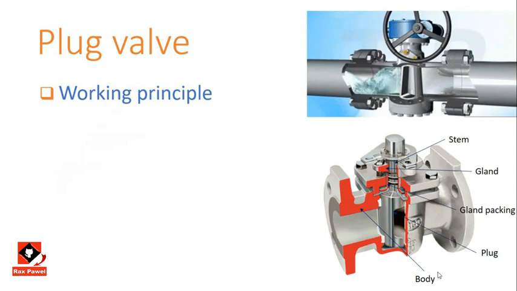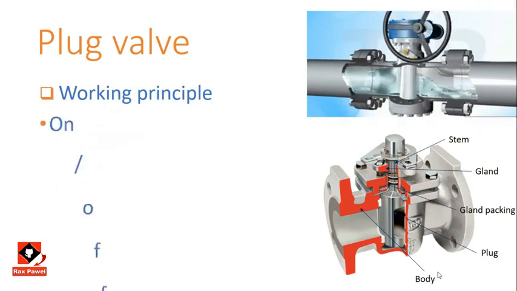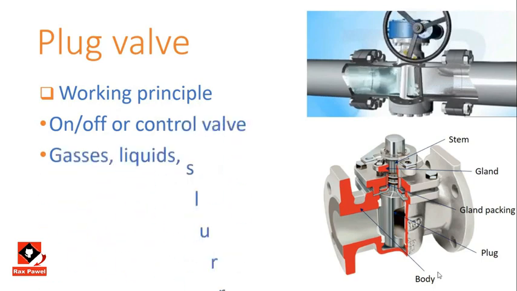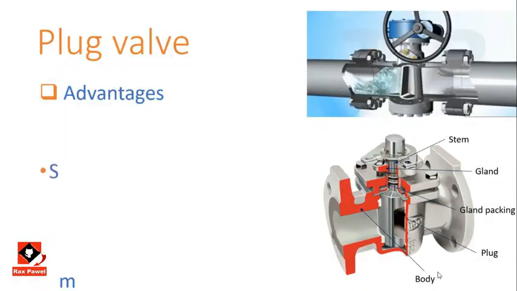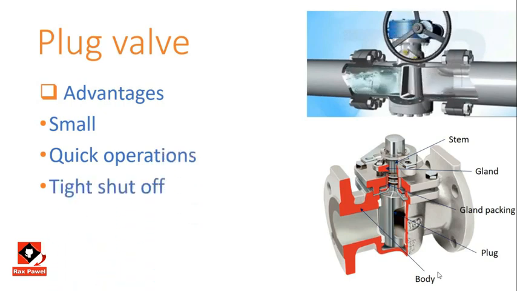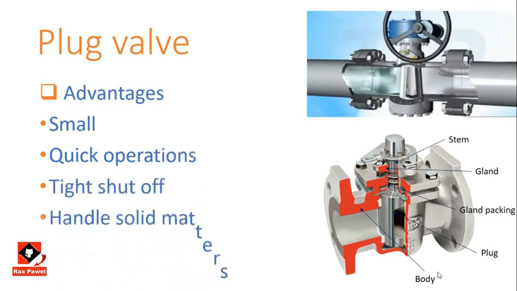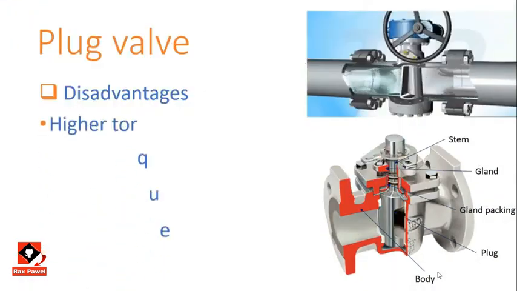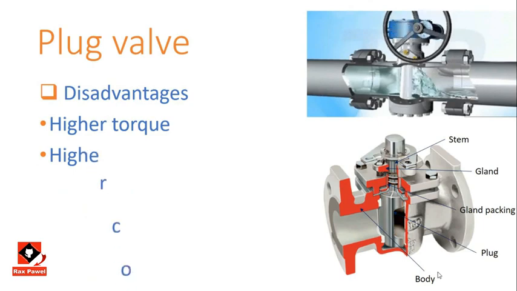Plug valve working principle. It has a plug connected to a rotating stem. It can be used as on-off and control valve while handling gases, liquids and also slurries. Advantages. Plug valve is smaller in size which allows for quick operation. It has a good shut-off possibility and can also deal with fluid containing solid matter. Disadvantages. If the plug valve is to operate quickly it needs higher torque. And also the cost of the plug valve is higher.